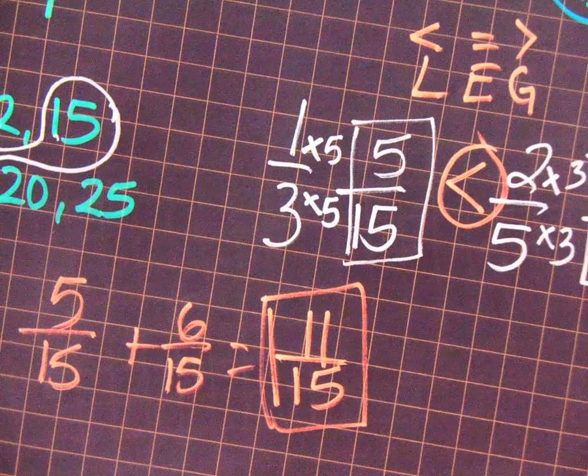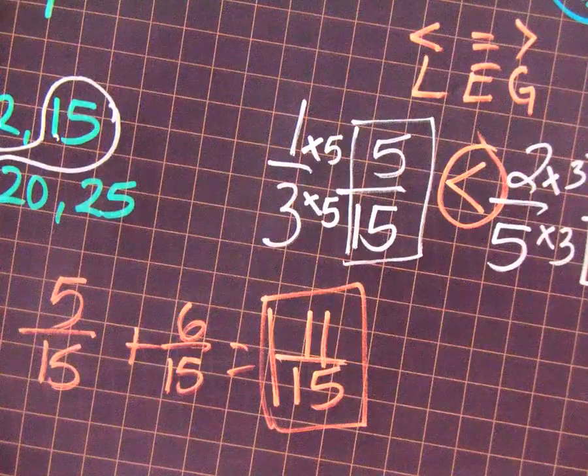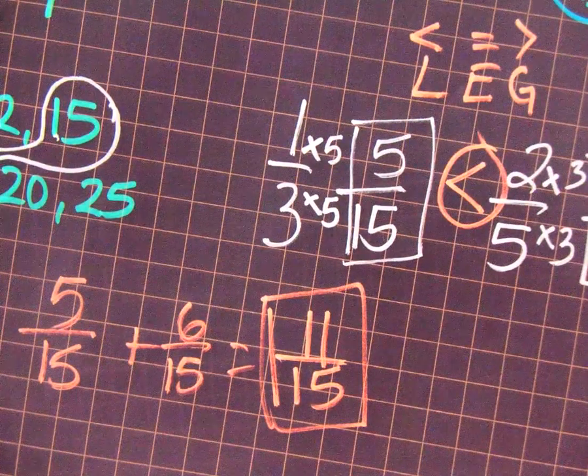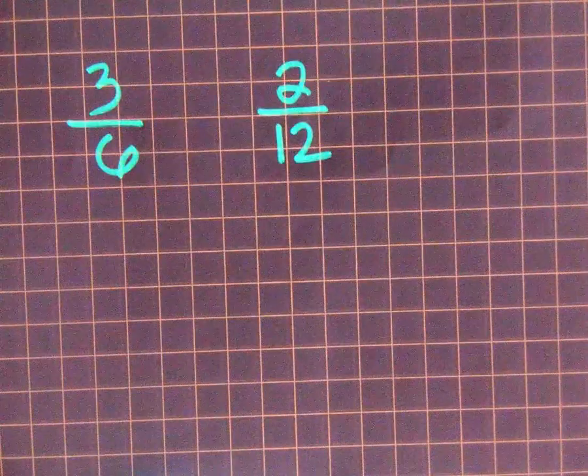I'll give you one as a challenge to compare the fractions, find the common denominator, add them together, and reduce them. So let's see if you can do that. If you can't, don't worry about it. We'll be in class tomorrow. So let me give you the challenge problem. Let's do 3/6, and we're going to compare. Oh, you know what? Let's compare it to 2/12. Make it easier. So we have 3/6 and 2/12.